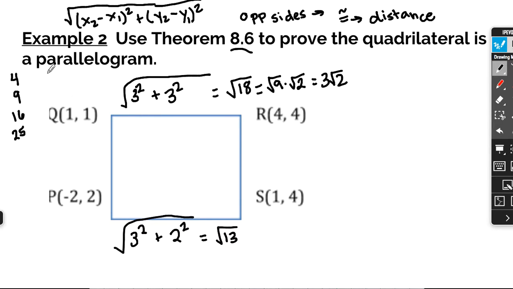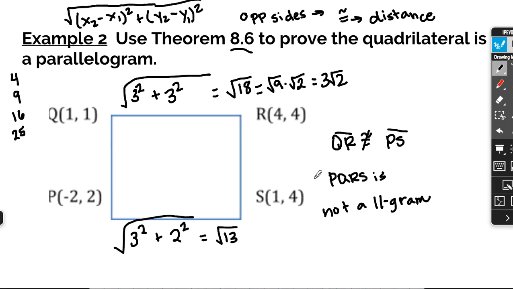So if we look at our list of perfect squares, 4 can't go into 13, 9 can't go into 13, and 16 is too big. So square root of 13 is as big as we can go. Since square root of 13 and 3 square root of 2 are not the same thing, segment QR is not congruent to segment PS. So PQRS is not a parallelogram. If our first set of sides is not congruent, then we can't have both sets of opposite sides congruent, so it can't be a parallelogram.